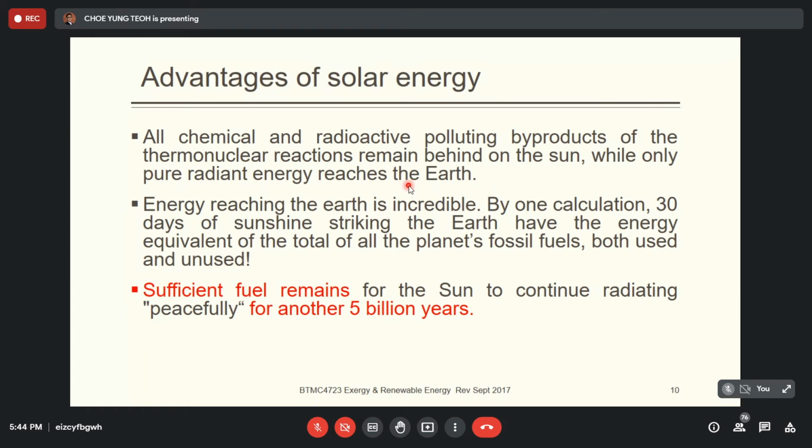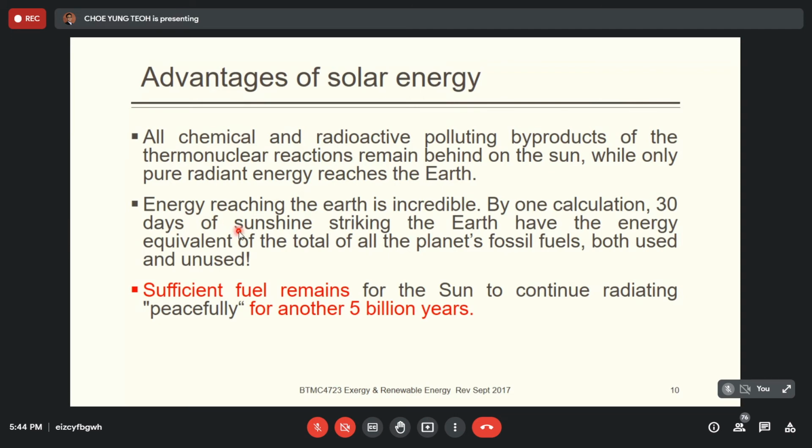Totally green. The concept is similar to the electric car. An electric car is very green, but whenever you produce the electricity, it's highly polluting. But if you put the power plant outside the city, then okay, it's similar. The fusion process is very, very toxic, but I put it on the sun. I just receive the pure, green energy from the sun.